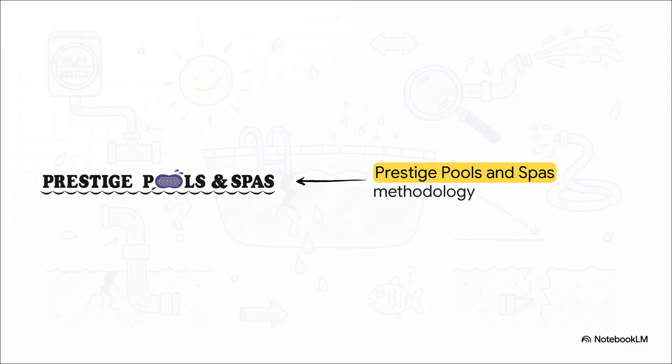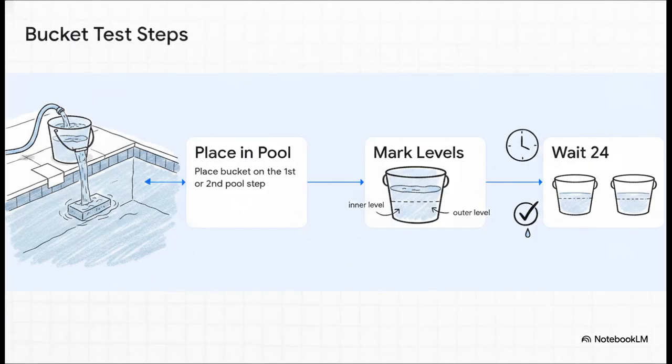So how do we actually prove it's just evaporation? Well, I'm going to introduce you to the absolute most definitive way to separate natural water loss from a real structural issue. We owe this methodology to the experts over at Prestige Pools and Spas. And honestly, the brilliance of this test is just in its simplicity. By using a bucket of water, you're basically creating a control group. You're exposing a small, contained body of water to the exact same environmental conditions as the pool itself. Here's exactly how you do it.